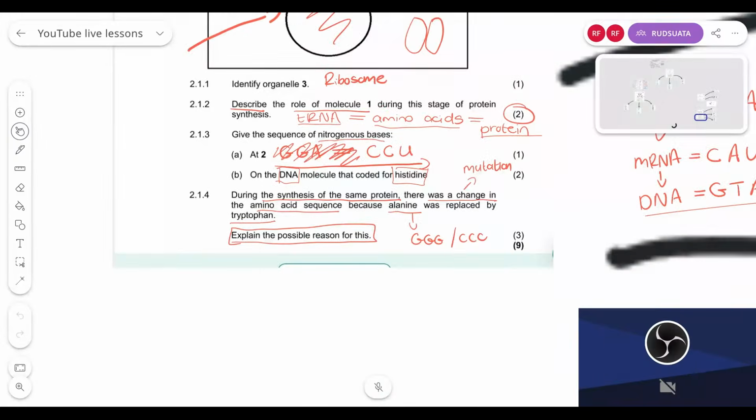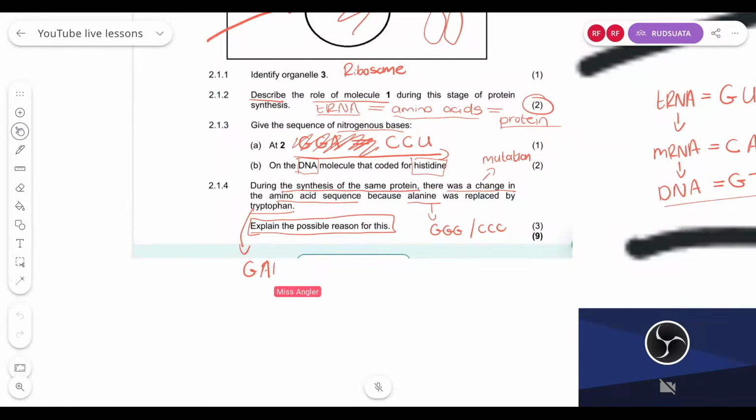So we've got tryptophan, we had what was it? I've already gone blank. I feel like I have the memory of a goldfish. CAA or CUU. Okay, so now you've got to explain the possible reason for this. It says that there was a change because now alanine is replaced with tryptophan.